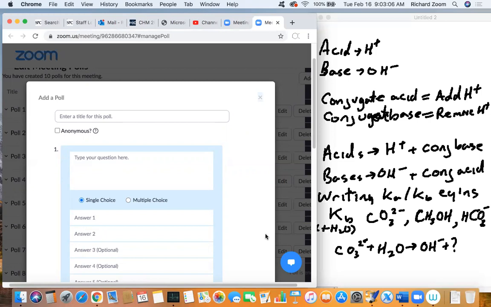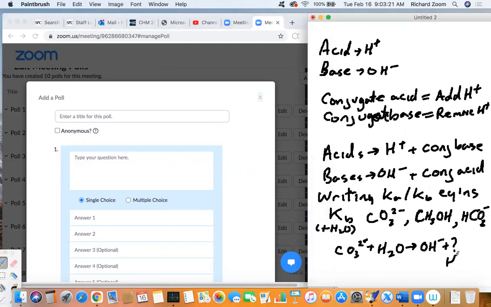So how do we do this? Again, look at what we're getting here. Bases give OH minus and a conjugate acid. In order to get a conjugate acid, we add H plus to this. If we add H plus, then of course we get HCO3, but then we need to have the right charge here. So the plus would take the -2 and make it a -1.